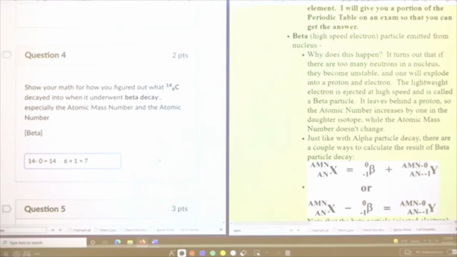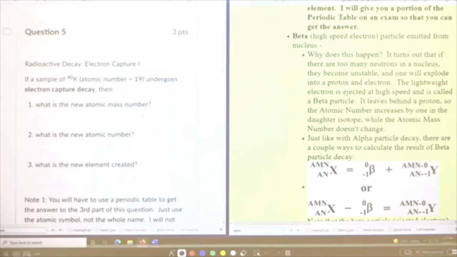Is this simple? Yes, it is. Okay? I know you can do this in your head. I want you to write it down, or in this case, type it, so that later on, when you study this material, you will remember what you did. Okay?